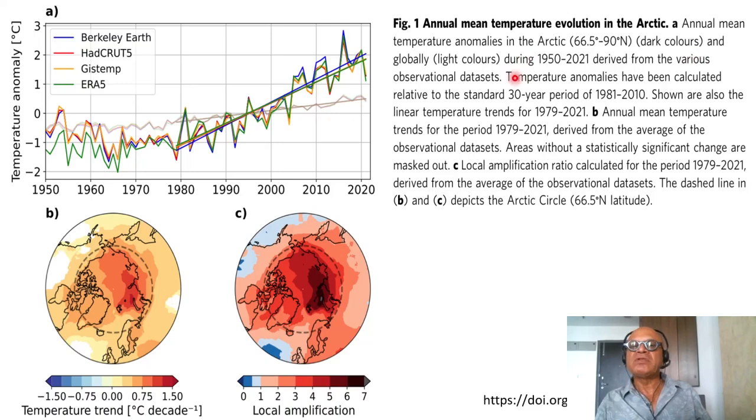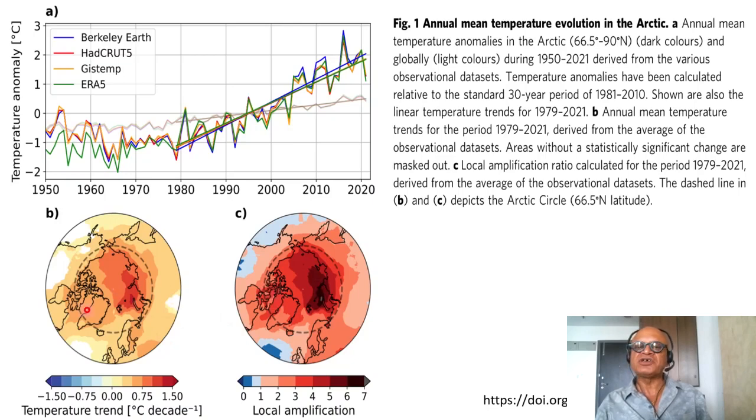So if you look at annual mean temperature anomalies in the Arctic, defined as this latitude band, in dark colors and globally, so light colors, during 1950 to 2021, derived from various observational data sets. Temperature anomalies have been calculated relative to the standard 30-year period of 1981 to 2010. It doesn't matter, baseline just shifts the relative sizes, but the message is still the same. Shown are also the linear temperature trends for 1979 to 2021. So you can see that these are the trends here. Annual mean temperature trends for the period 1979 to 2021 derived from the average of observational data sets. That's this one.